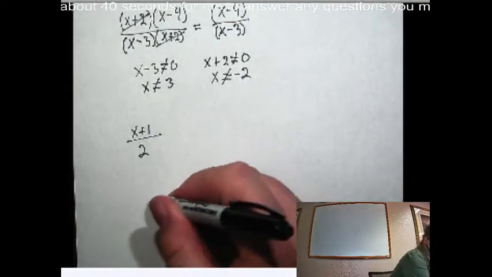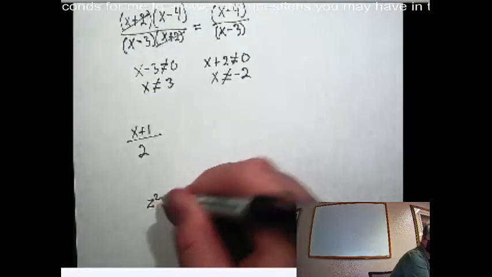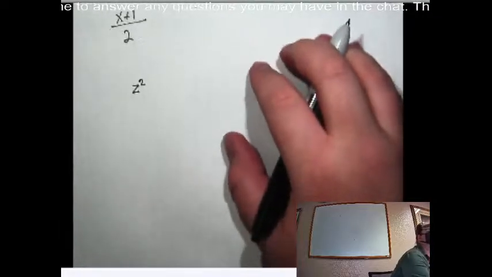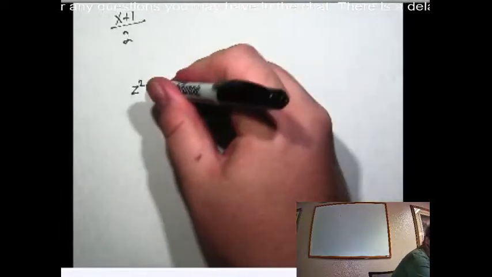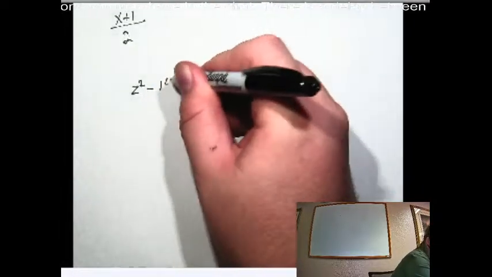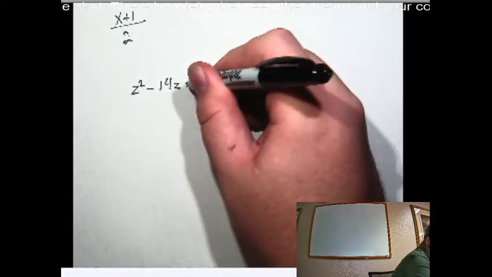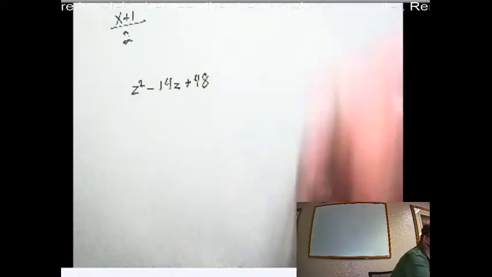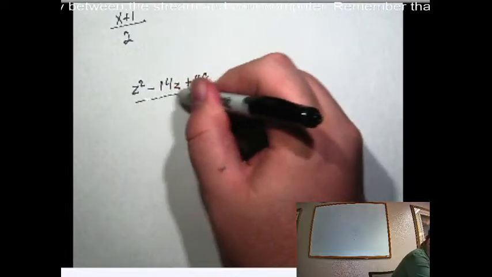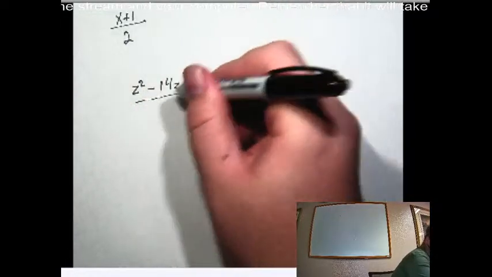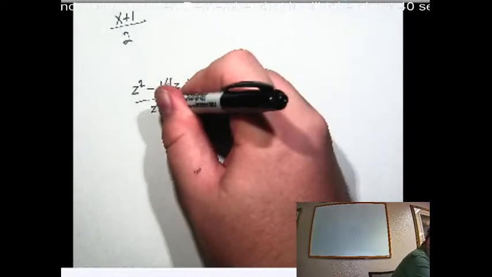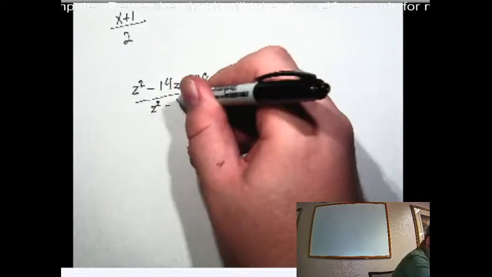We have here z squared minus 14z plus 48 over z squared minus 36.